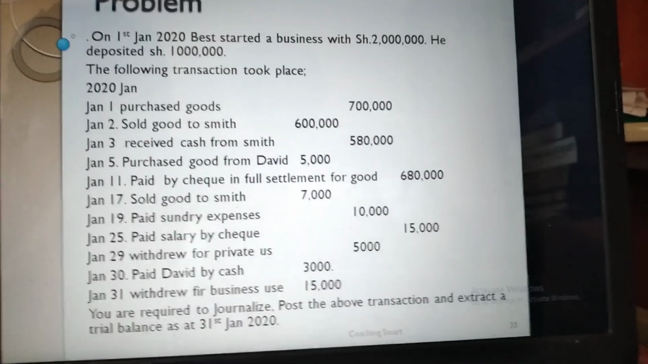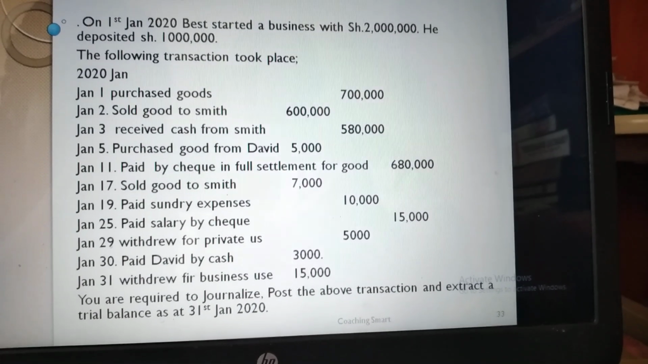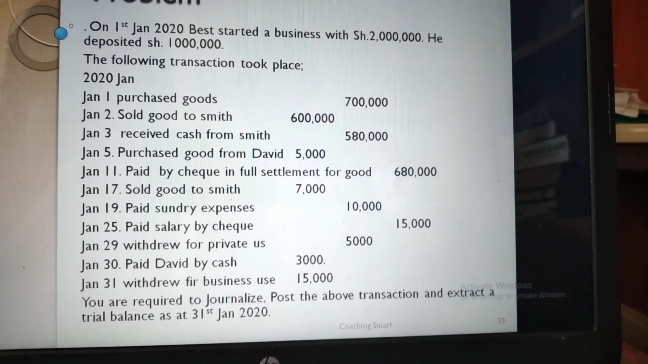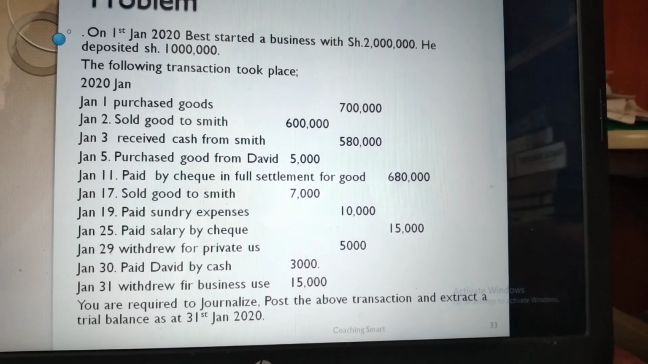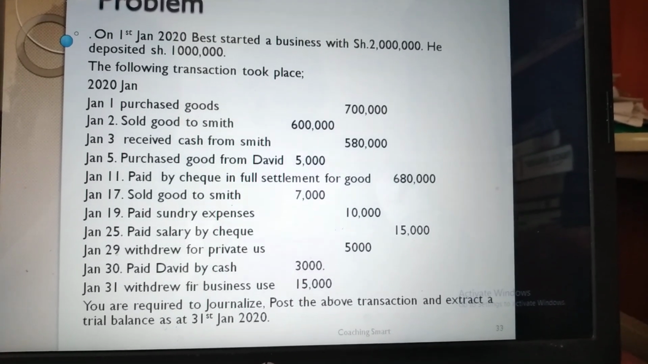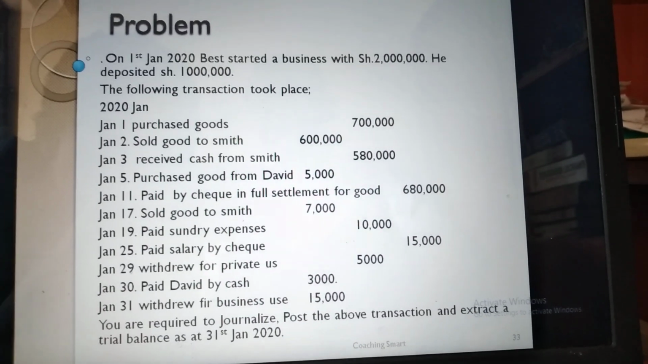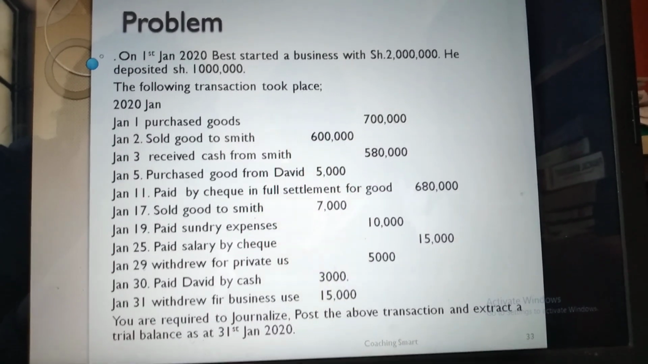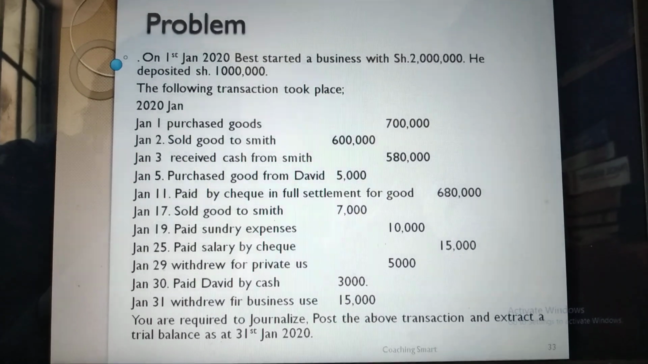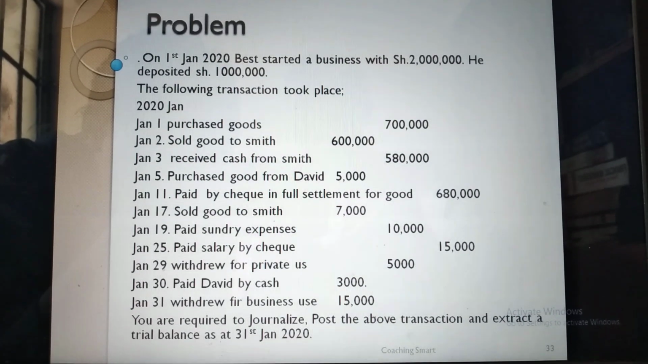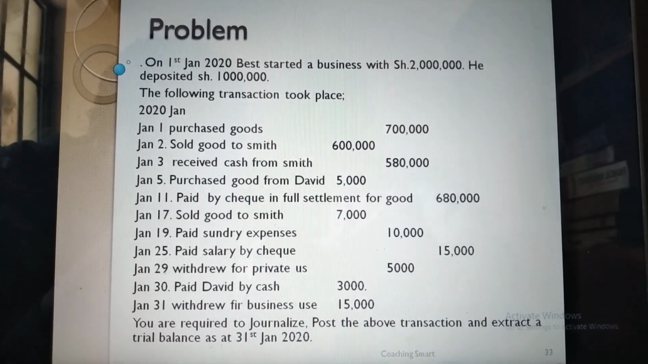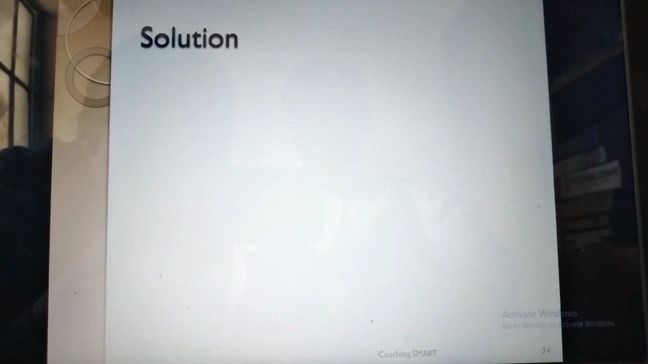You are required to prepare the following. 1. Journalize the account. 2. Post the above transactions. And then finally, extract a trial balance as at 31st January 2020. So we'll do the solution. What is the solution for this question?